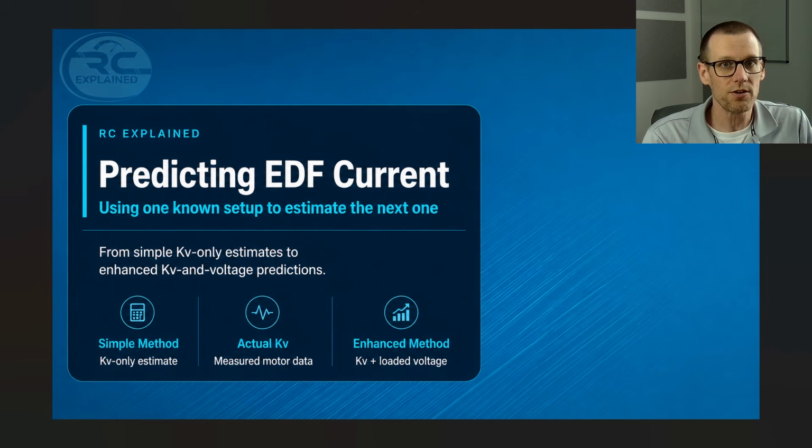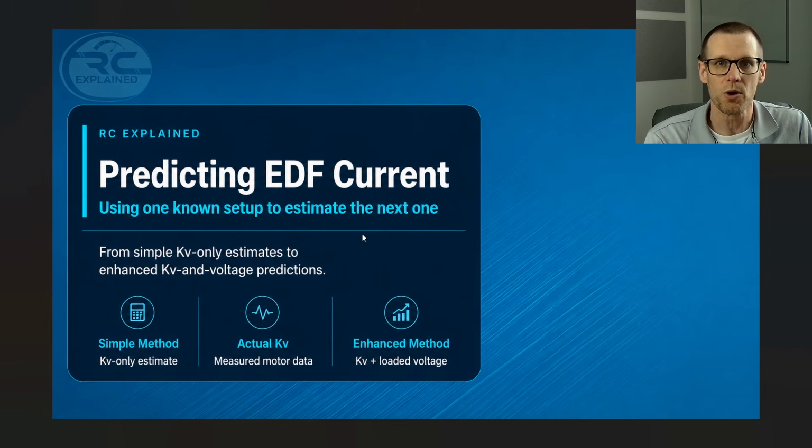Now this will work whether you are using kV or voltage, like I said, but it'll also work if you're running a radio controlled car, or a radio controlled boat or a radio controlled plane. Today's particular example is going to be with an electric ducted fan jet. So how do you predict the EDF current? That's exactly what we're going to get into.